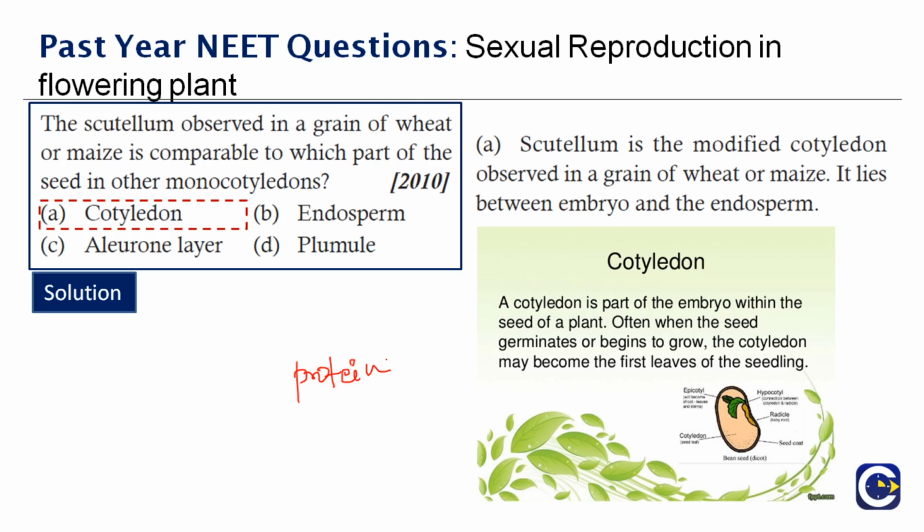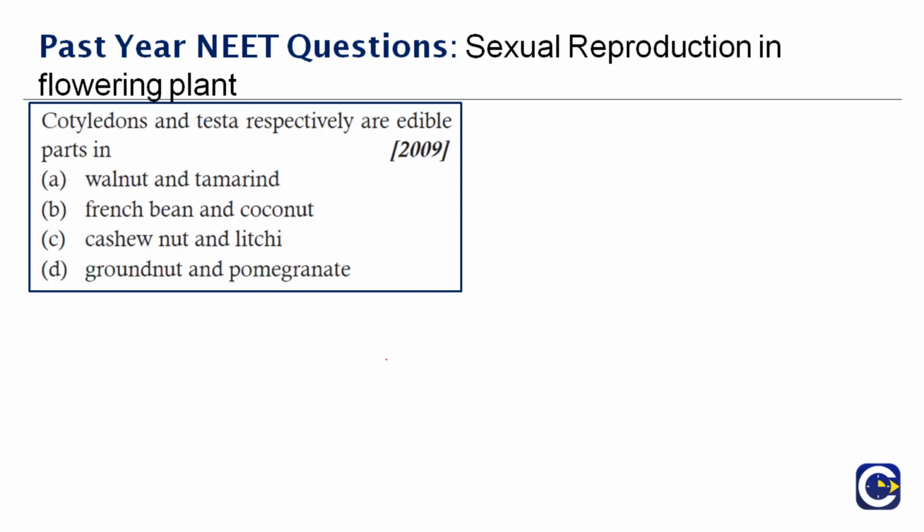Next question here. Cotyledons and testa respectively are edible parts of dash, and this question was asked in the year 2009. So you're given 4 options here: walnut, tamarind, French bean, coconut. So here they are talking about seed, the edible part. So the right answer is groundnut and pomegranate. Cotyledon and testa respectively are the edible parts in the groundnut and pomegranate. A cotyledon is a significant part of the embryo within the seed, as I already said. They are all associated with seeds. So pomegranate is an edible seed that we consume, right? Therefore, the right answer to this question is option D.